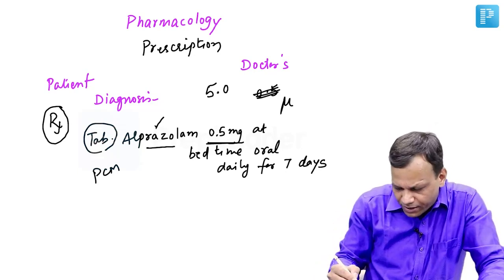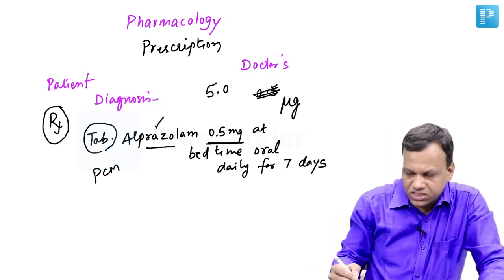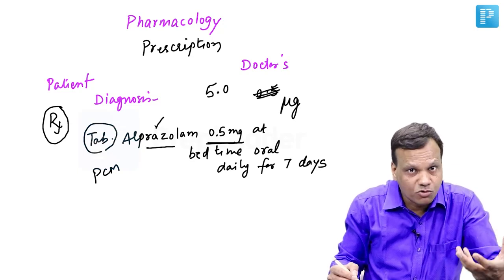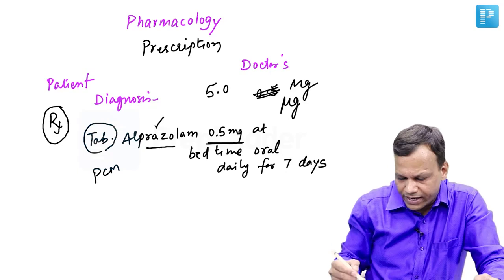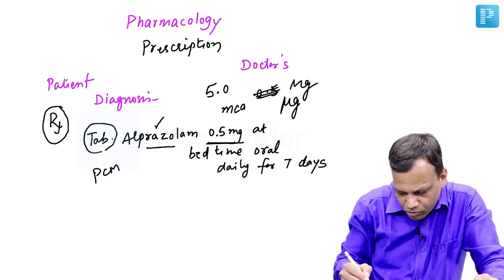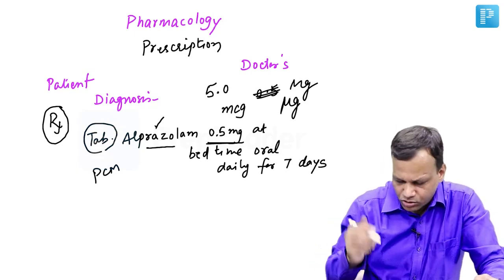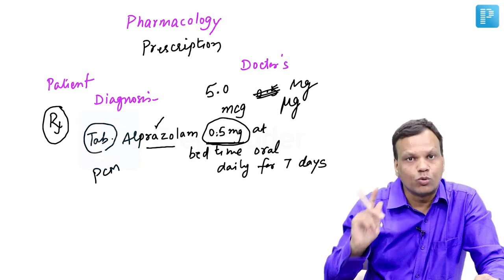Similarly, do not write microgram as this symbol, because if you don't have that much good handwriting as most doctors have, this may be read as milligram. Clear? So do not write microgram as this. Write either complete microgram or mcg. Okay? So these things need to be kept in mind while writing the dose.